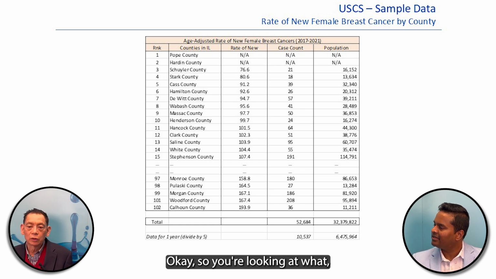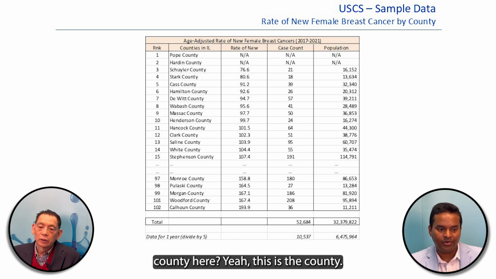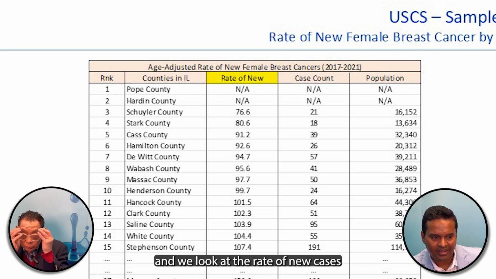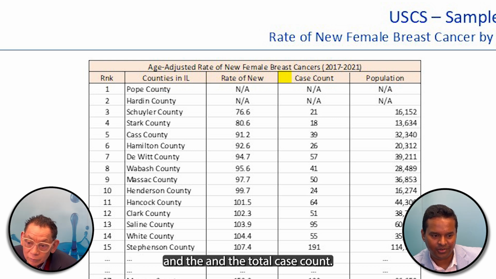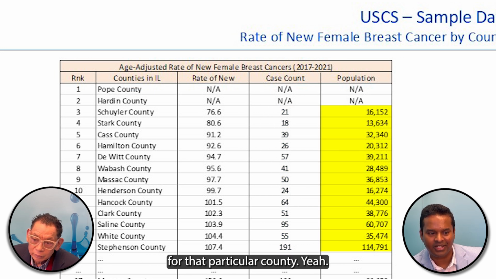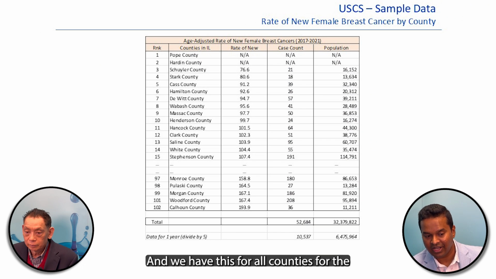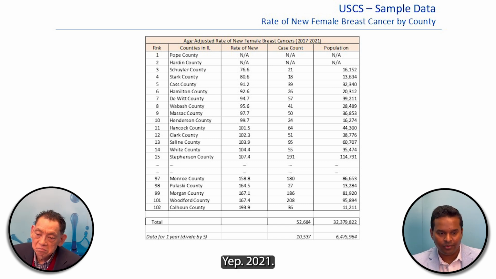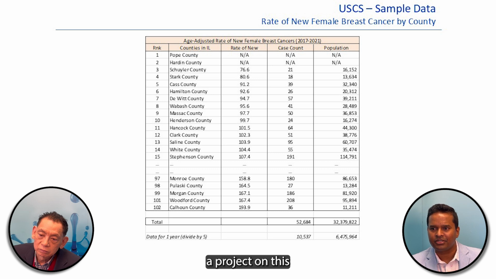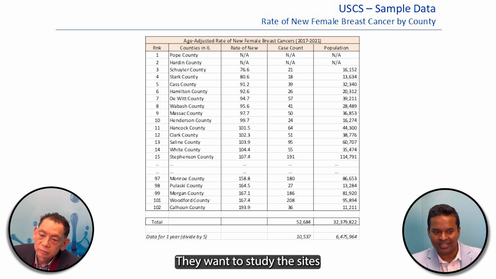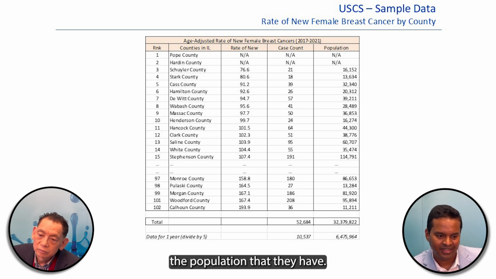it goes subnational. Okay, so you're looking at what county here? Yeah, this is the county, and we separated the county by Illinois, where we are, and we look at the rate of new cases and the total case count. This is the rate, but then this is the actual count, and what is the population for that particular county. And we have this for all counties, and the latest data is 2021, for all tumor types. We actually delivered a project on this for clinical trials. They want to study the sites and what is the population that they have. So this is pretty cool. This is actually my favorite.